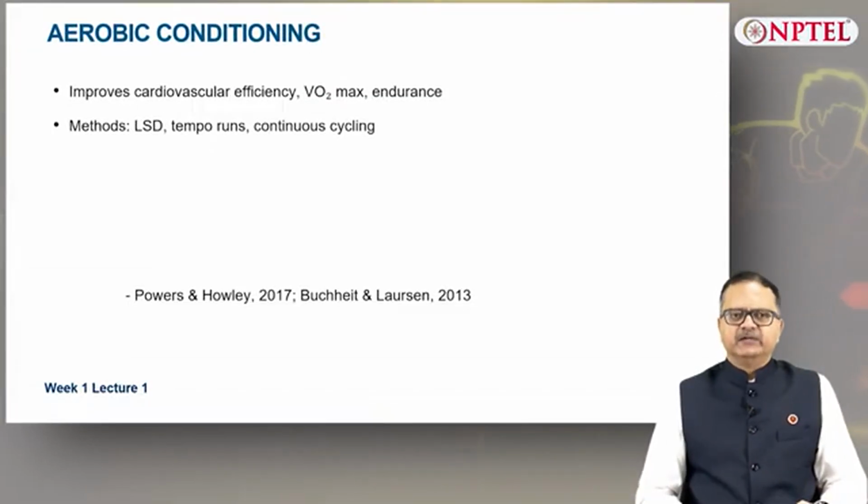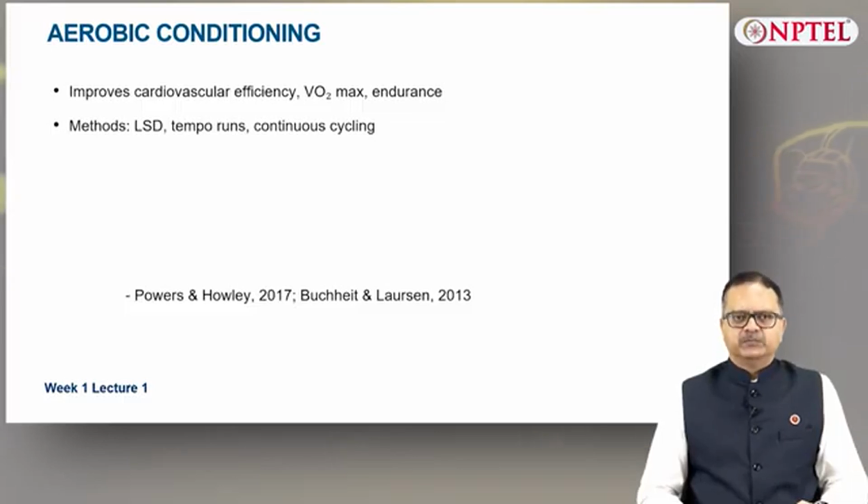Let's talk about aerobic conditioning. What does it do? Aerobic conditioning improves cardiovascular efficiency, improves the VO2 max, and ultimately improves endurance. Basically, it improves how your body takes in oxygen, how your body diffuses oxygen into the blood, how your body transports the oxygen across the tissues, and how your body utilizes oxygen. Methods: long, slow, distance run, tempo runs, and continuous cycle. These are different concepts. We will be touching upon each concept a bit more in the later lectures.